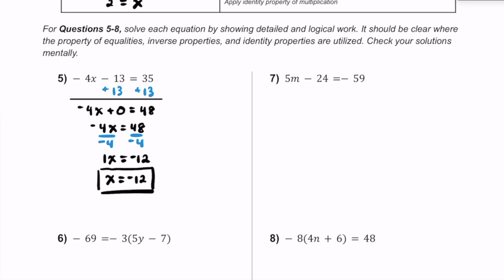It does say to go ahead and check these solutions mentally, so I'm not going to write it down, but if you take this negative 12 and plug it in here, negative 4 times negative 12 is positive 48, but then 48 minus 13 is 35, so that works out.